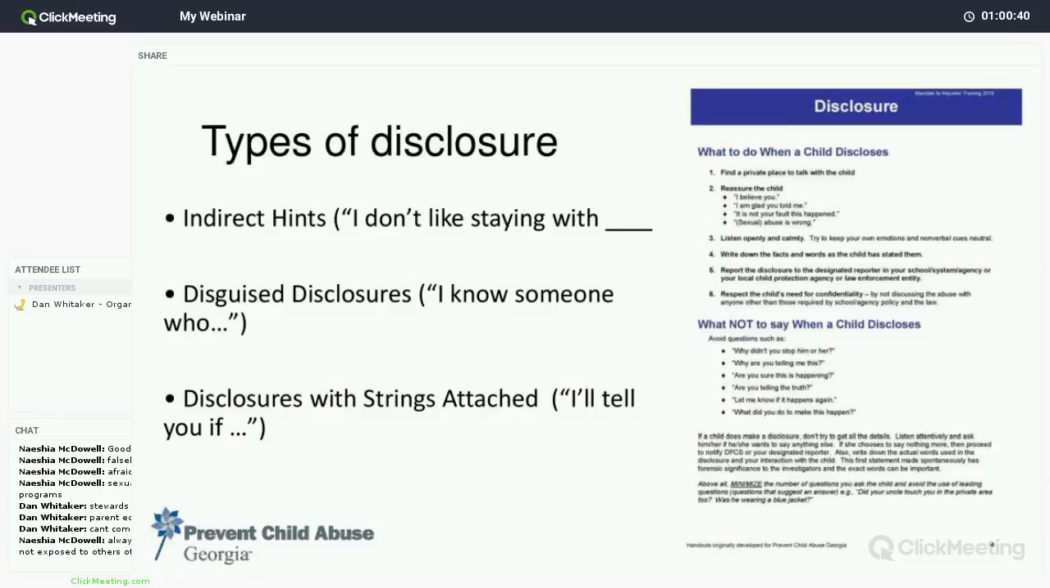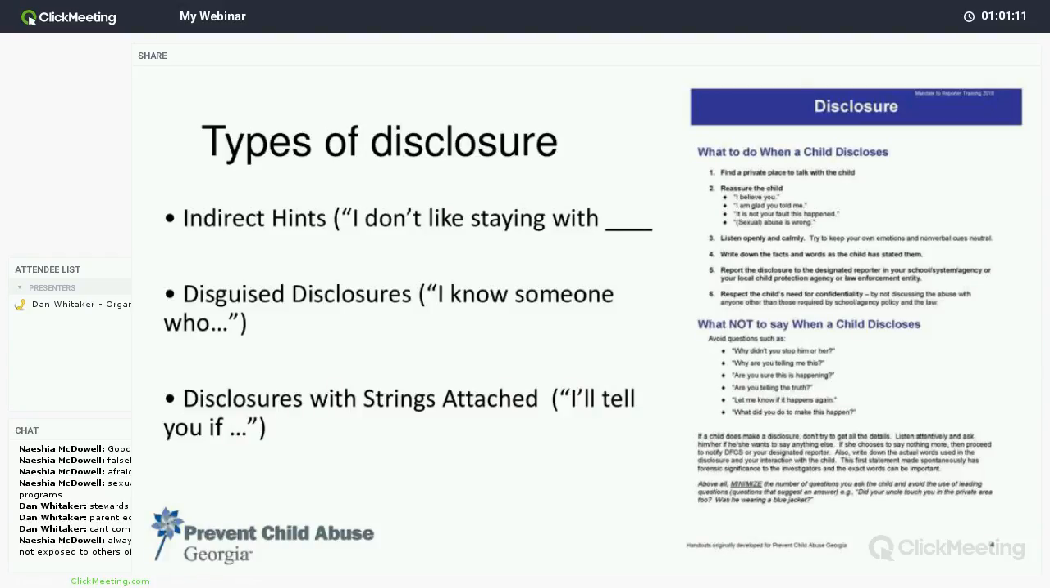So now we want to talk about types of disclosures. If you're a mandated reporter, you're most likely in a role where you're interacting with children on a regular basis, and they probably have some kind of trust or rapport with you. So children often disclose indirectly or they test the water to gauge a reaction. It's important that we take all disclosures seriously, as children usually don't lie about this. We want to be careful not to promise to keep it a secret.